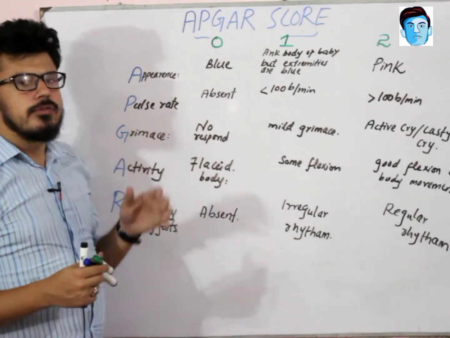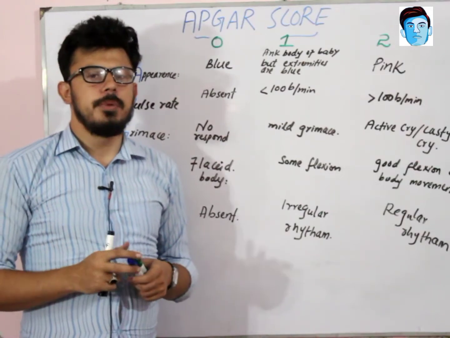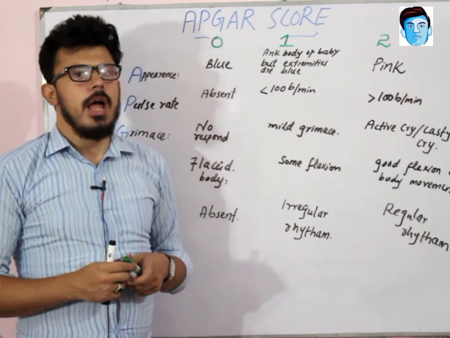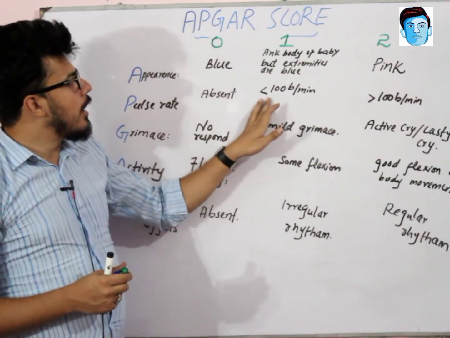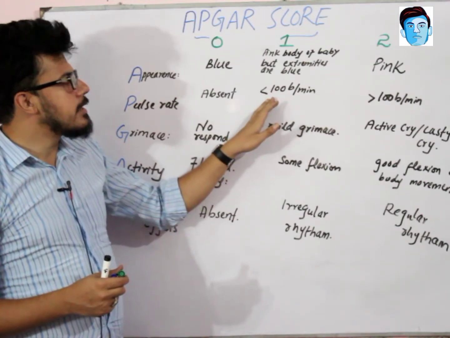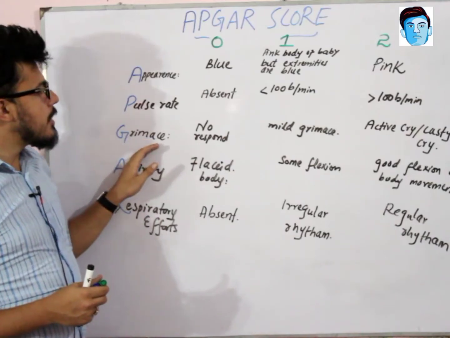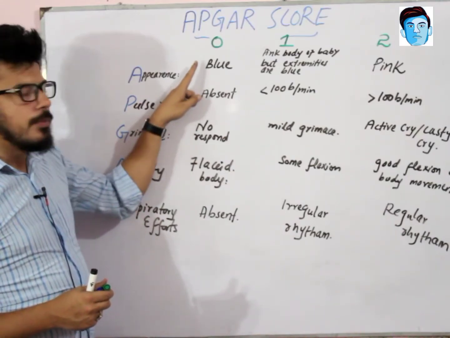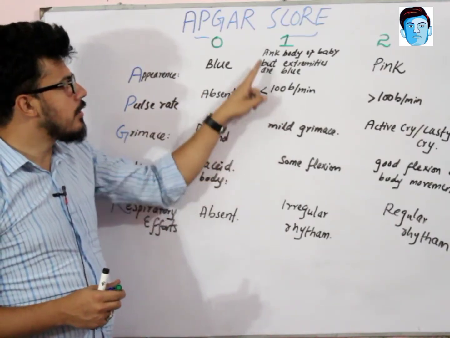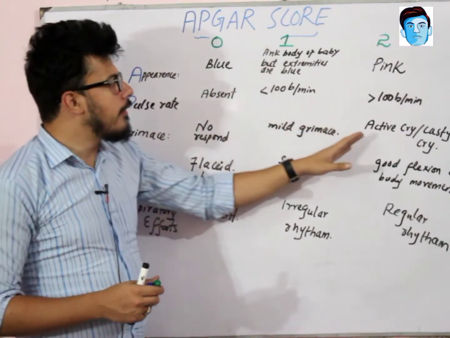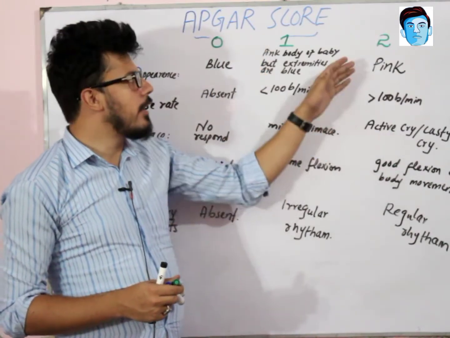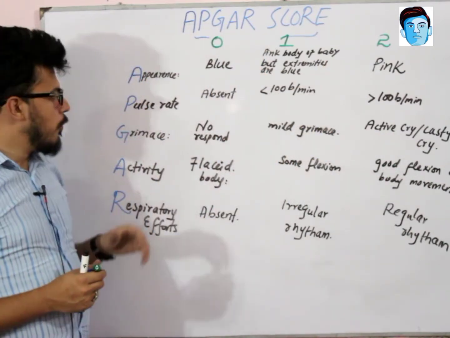And pulse rate, if the pulse rate is more than 100 beats per minute, that will be the good condition. If the pulse rate is less than 100 beats per minute, that will be the intermediate condition. And the grimace, if they show no response, that will be 0. If they show mild grimace, it will be in category of 1. If there is active cry, that will be a 2.